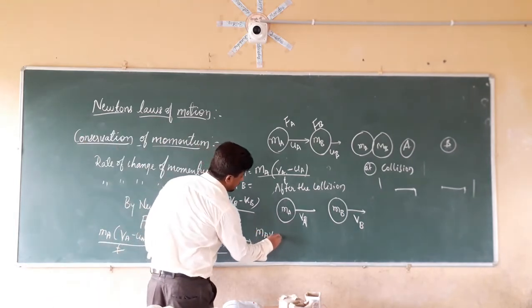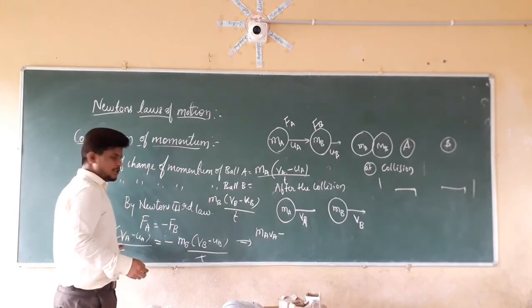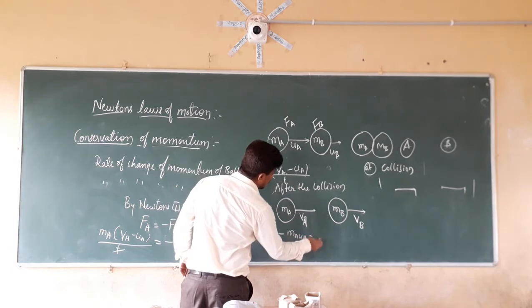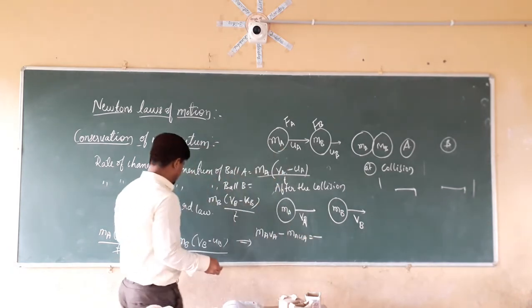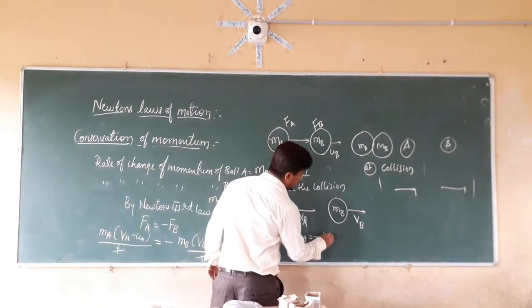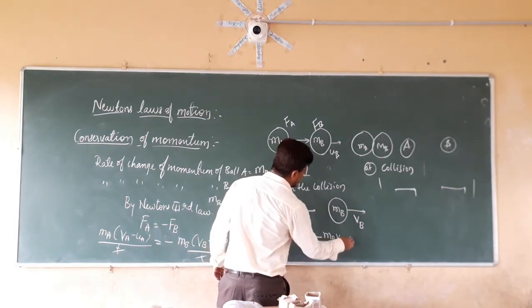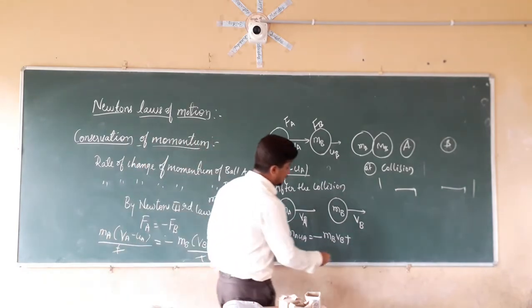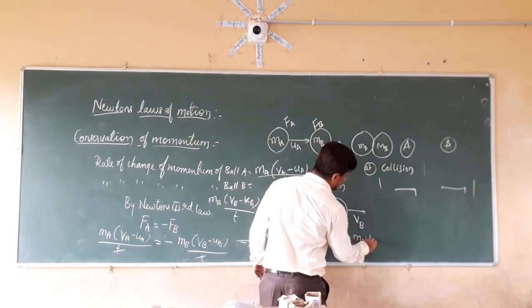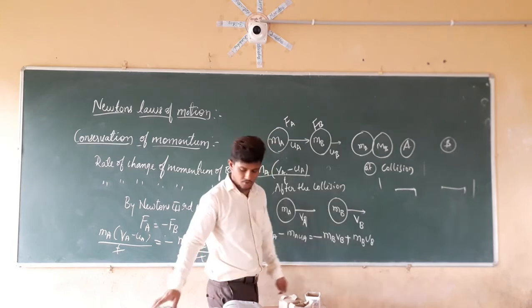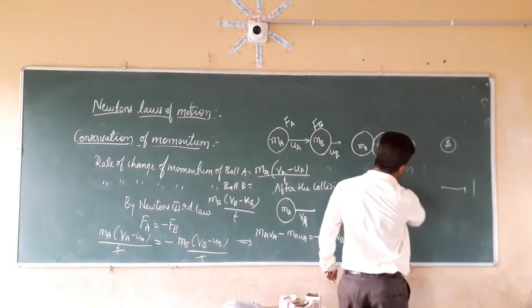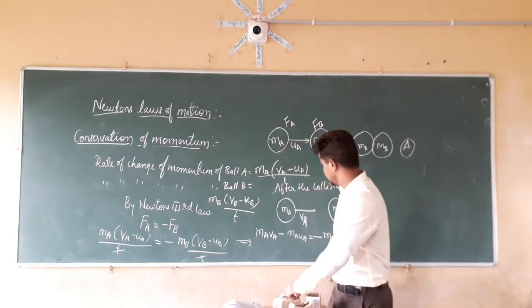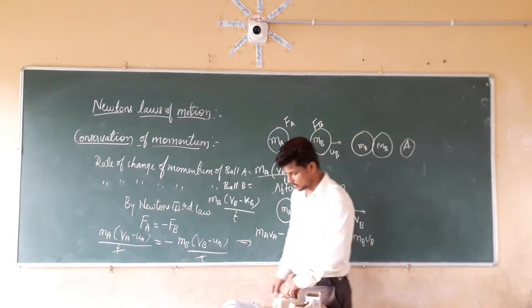MA into VA minus MA into UA is equal to minus MB into VB, and minus into minus will become plus, so that it will become MB into UB.